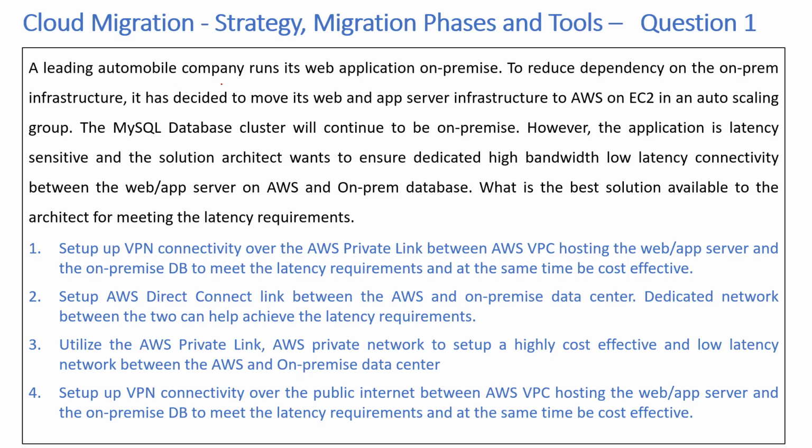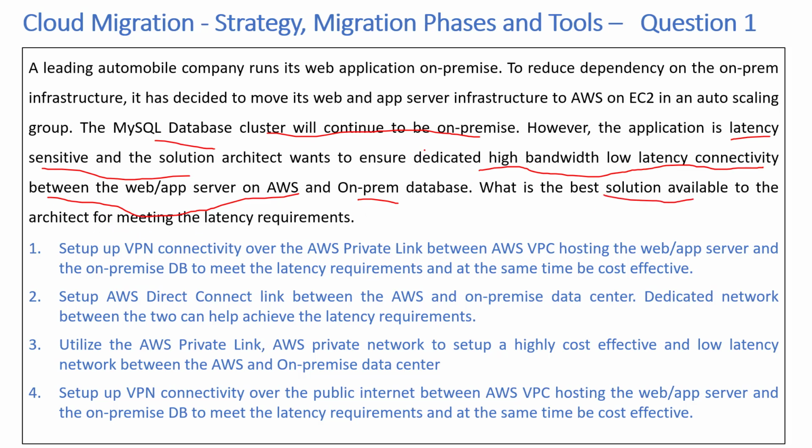A leading automobile company runs its web application on-premise. To reduce dependency on the on-prem infrastructure, it has decided to move its web and app server infrastructure to AWS on EC2 in an auto-scaling group. The MySQL database cluster will continue to be on-premise. However, the application is latency sensitive and the solution architect wants to ensure dedicated high bandwidth, low latency connectivity between the web app server on AWS and on-prem database. What is the best available solution for the architect to meet the latency requirement?